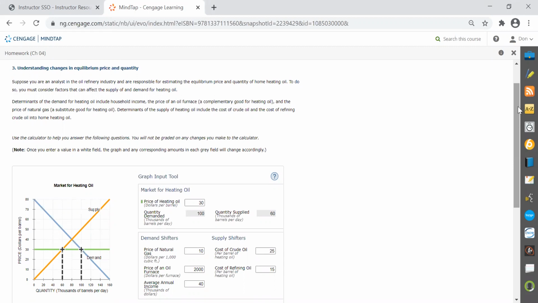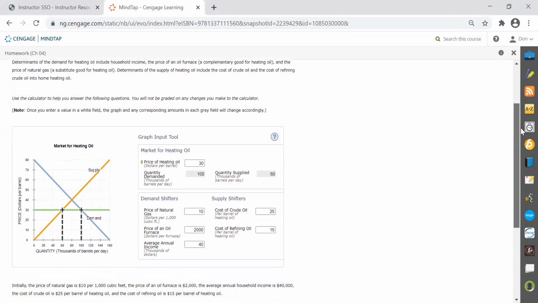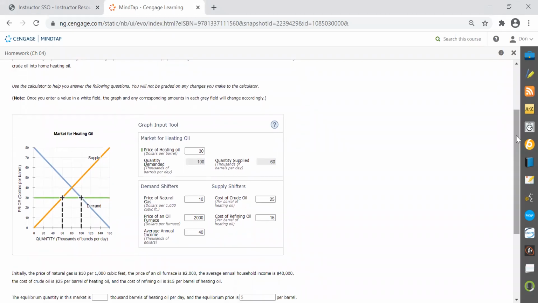What it talks about is that you are an analyst for an oil refinery, and you're responsible for estimating the equilibrium price and quantity of home heating oil. You have to consider a lot of factors. A couple of things can impact the demand for heating oil: household income, the price of an oil furnace, which is a complementary good, and the price of natural gas, which is a substitute good. You use these with this little calculator down here to answer the questions it's asking you as an analyst.